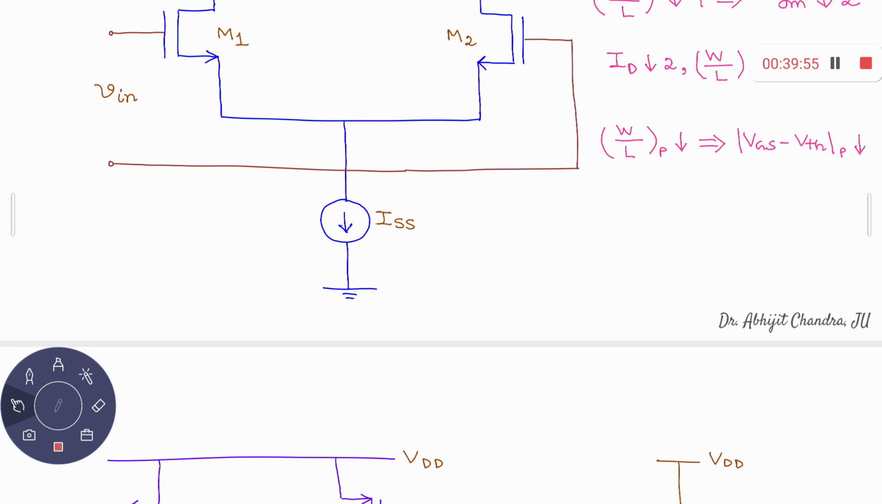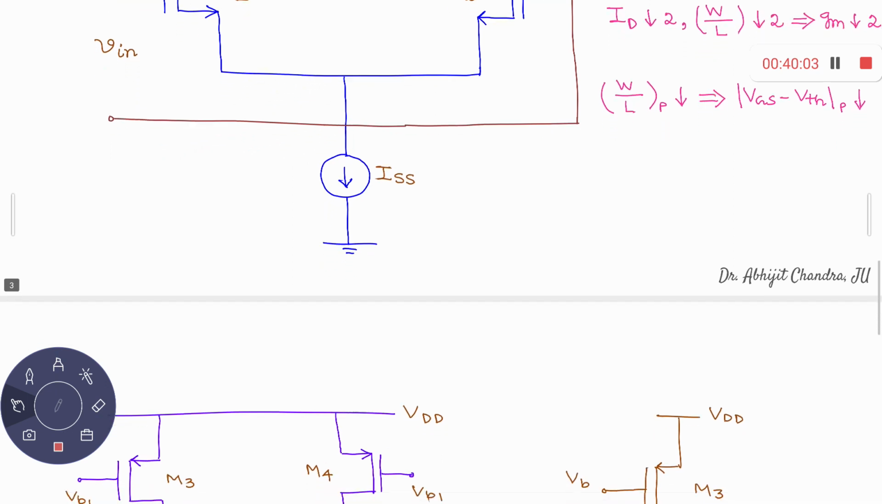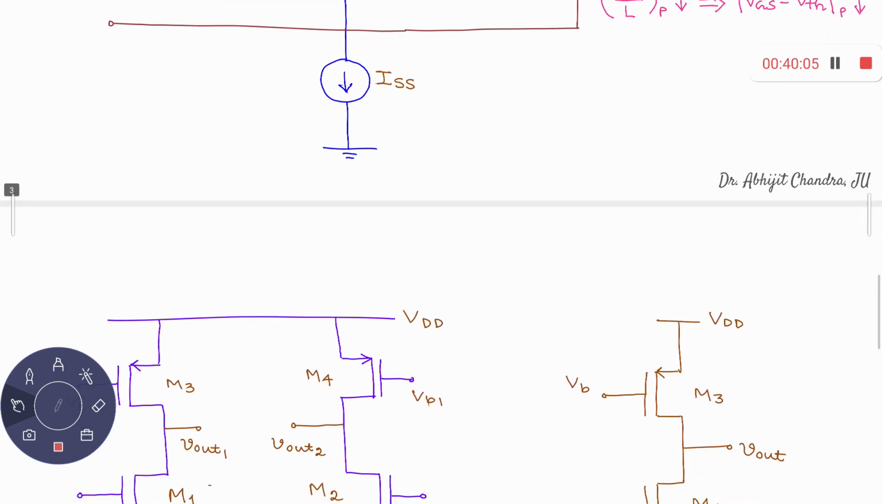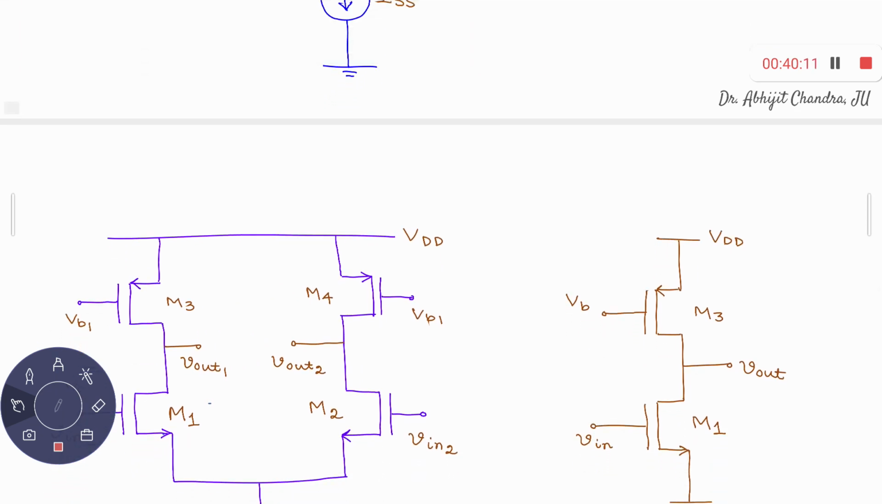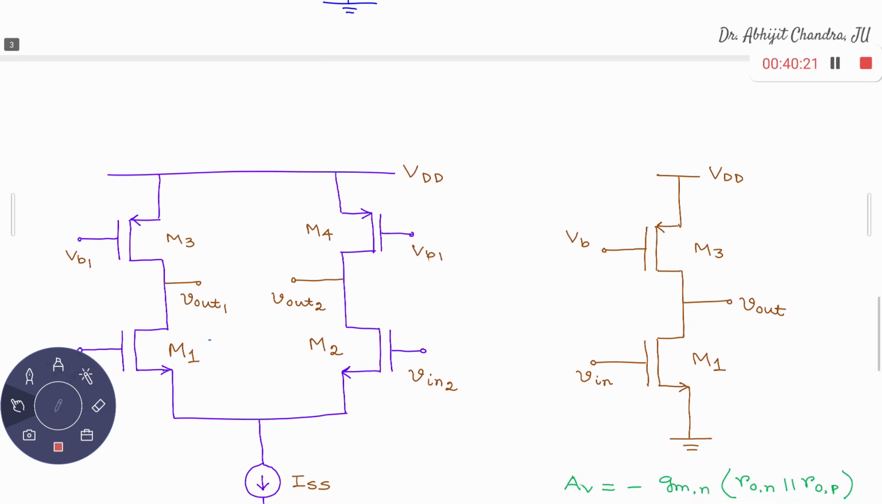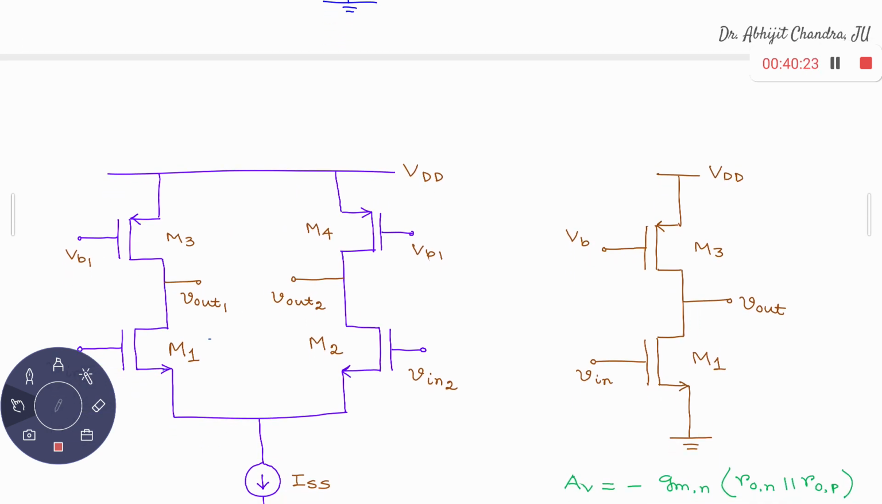You have to replace RD by something. What is that something? That is nothing but a current source. Simple current source. For a current source, what is the output resistance? RO, that is large, or 1 upon G. Right. Oh, this is the penultimate slide. There's another slide after that.